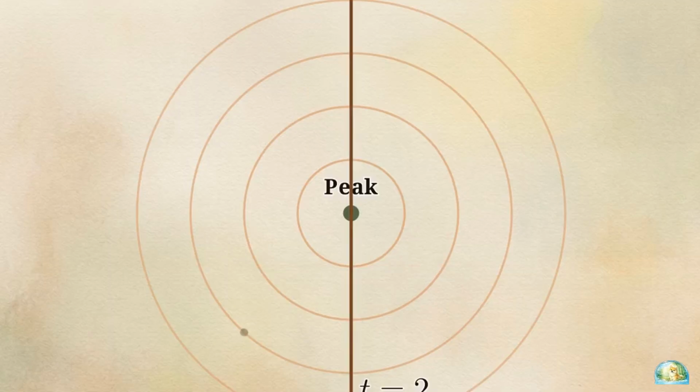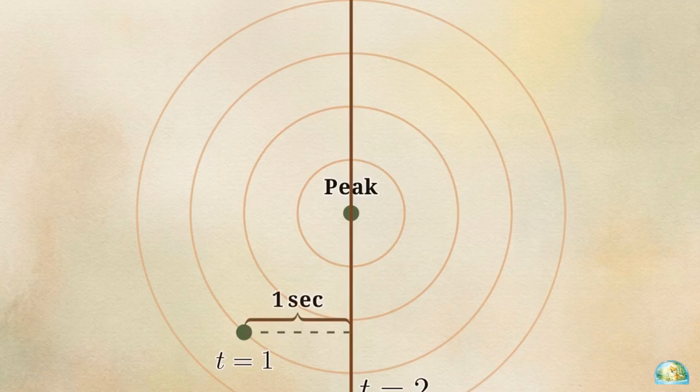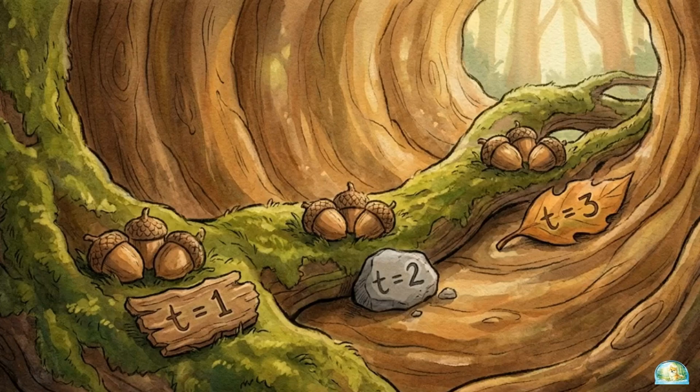On the way up, the acorn passes a specific height at t equals 1 second, exactly 1 second before the peak. By following the symmetry, we know it will reach that same height again 1 second after the peak, at t equals 3 seconds. We can use these mirrored time intervals to map the entire downward journey based on what we know about the climb.